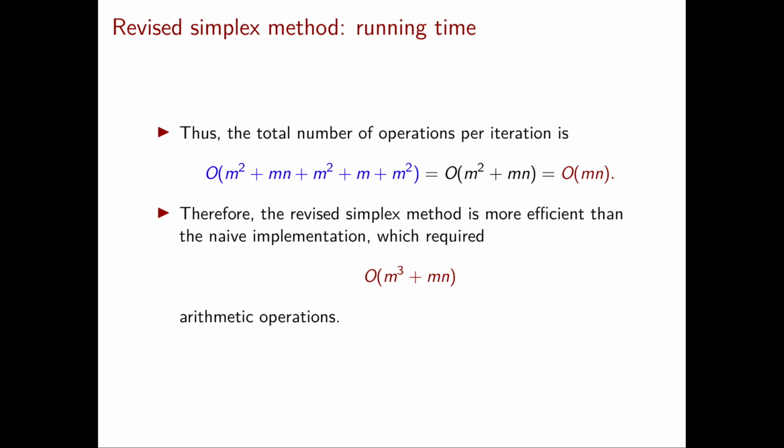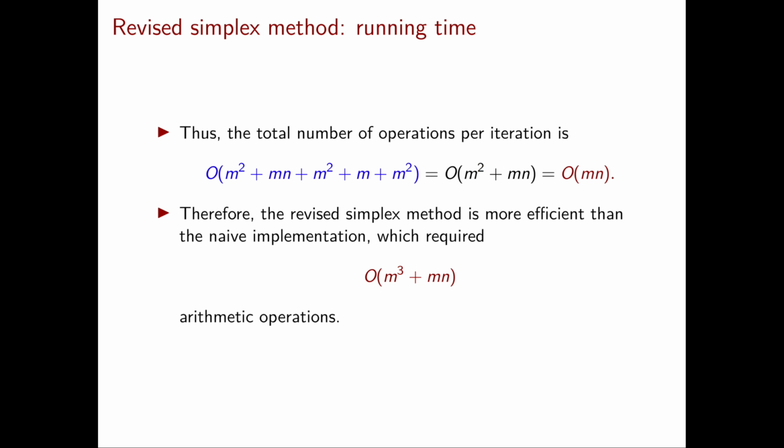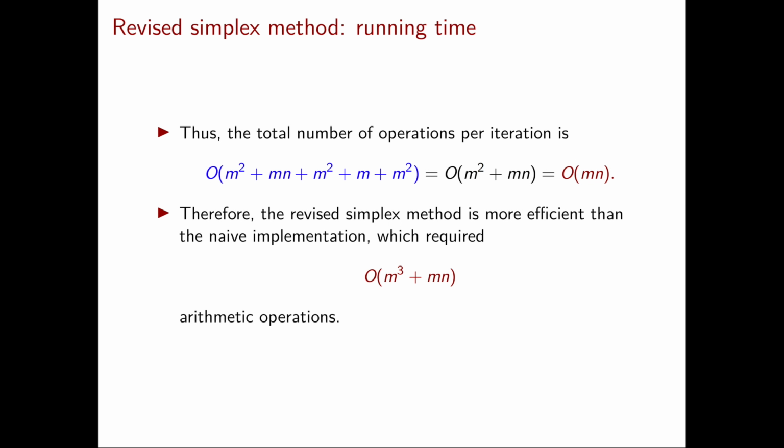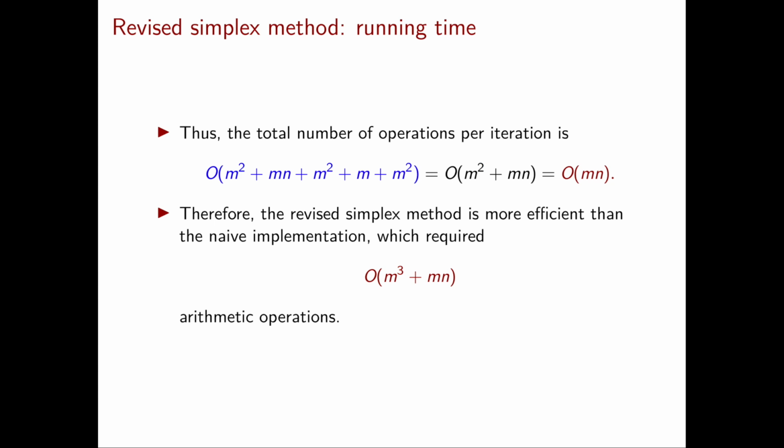Recall that the naive implementation required big O of m cube plus mn. So clearly the running time of the revised simplex method is better. Finally, notice that big O of m square plus mn is simply big O of mn. This is because, since we're assuming that the rows of A are linearly independent, we always have that m is less than or equal to n. Therefore, m square is less than or equal to mn. For now, this concludes our discussion on the revised simplex method.